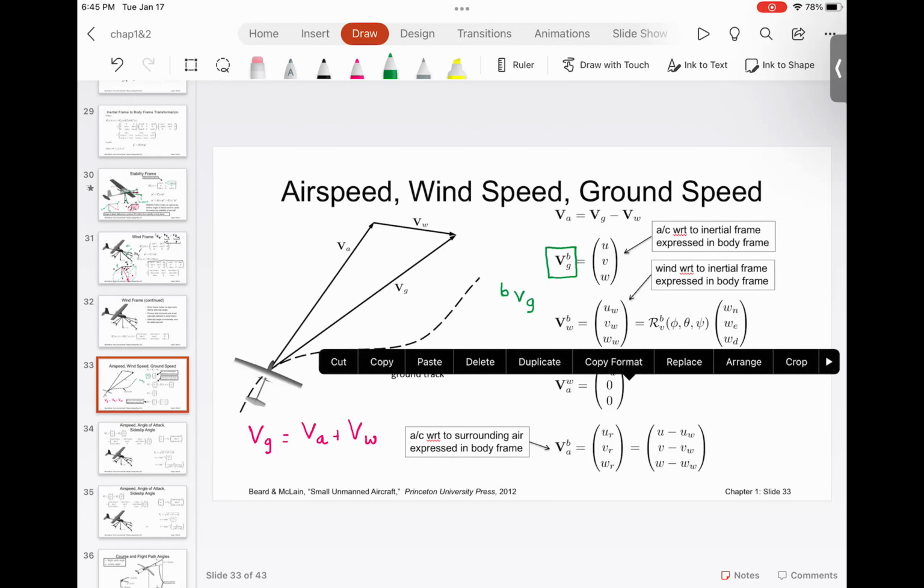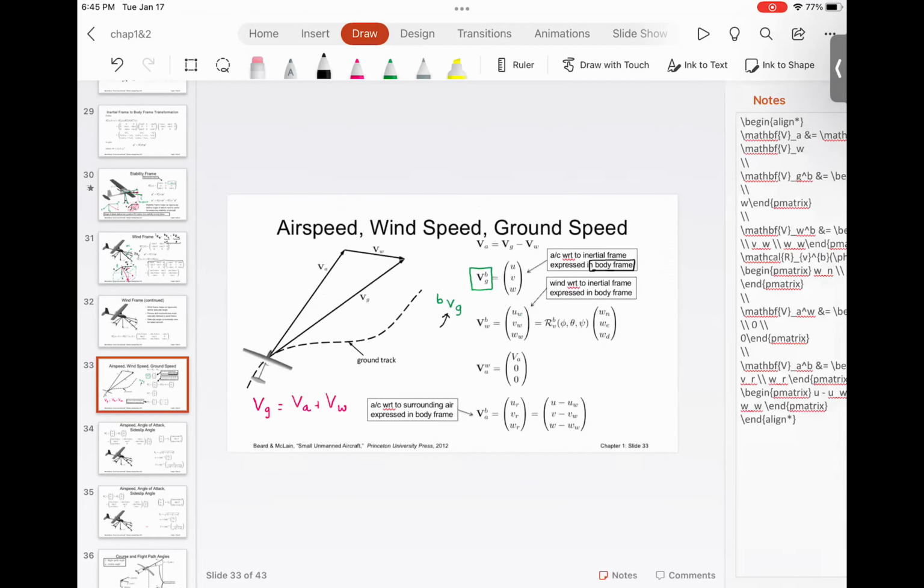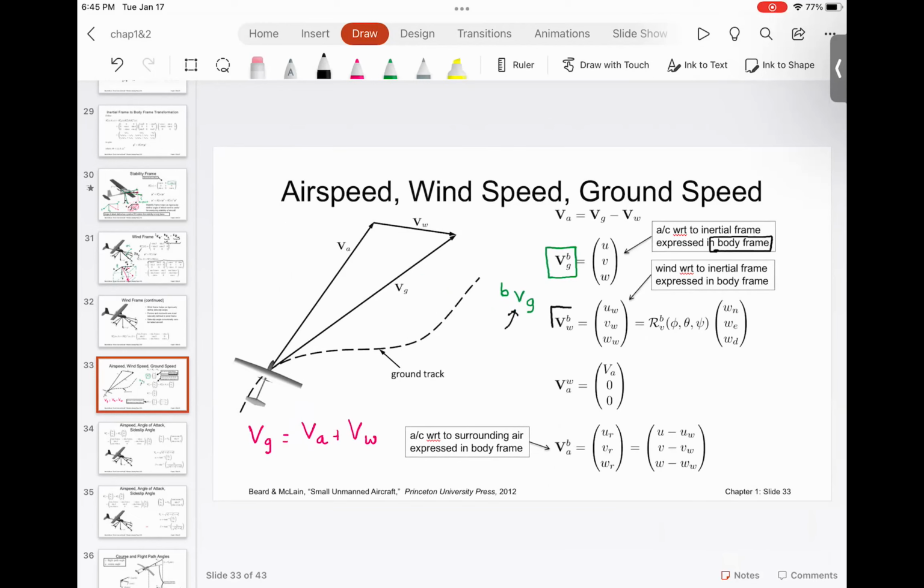So this is the aircraft ground speed expressed in the body frame. These are the three terms, U, V, and W, the aircraft velocities expressed in the body frame. Then we have this quantity, which is the wind velocity, that is expressed again in the body frame. This is the wind velocity expressed in the body frame.